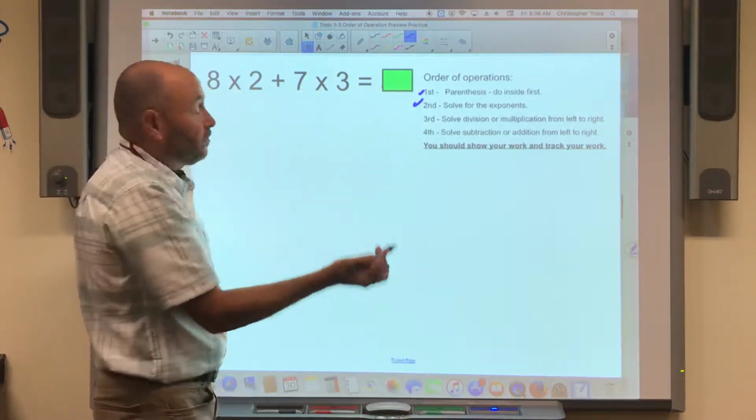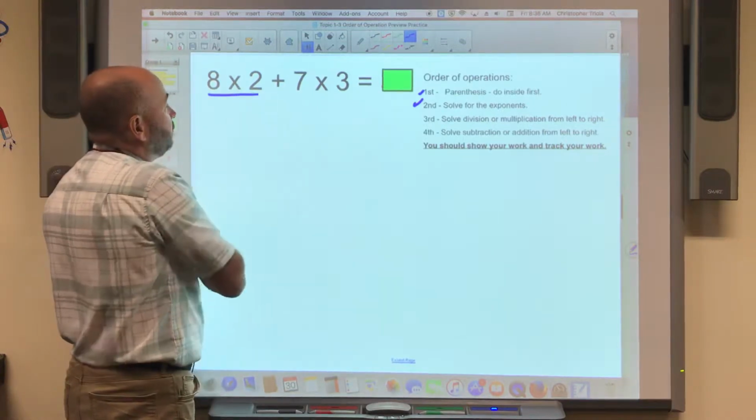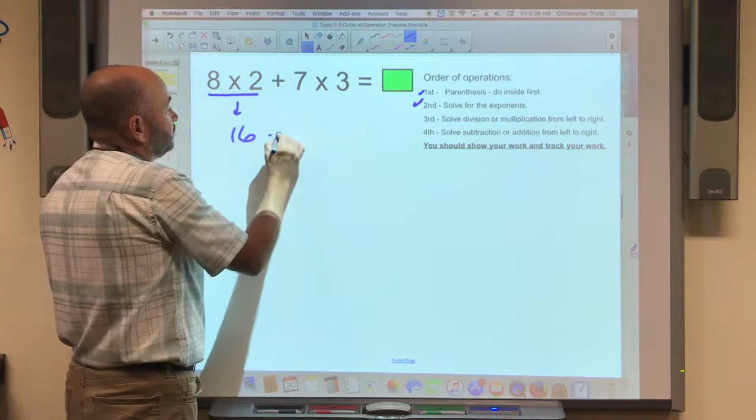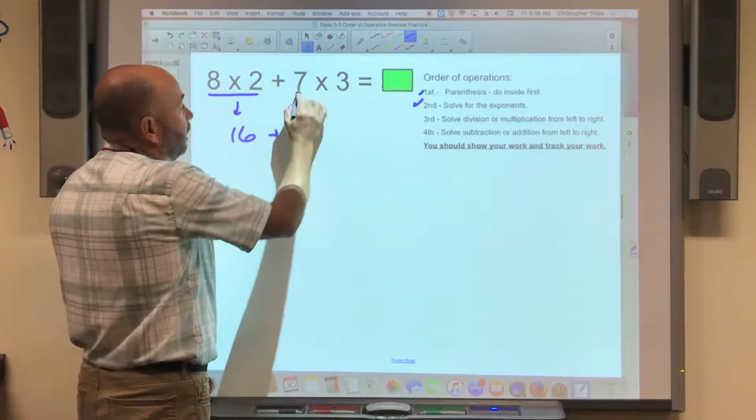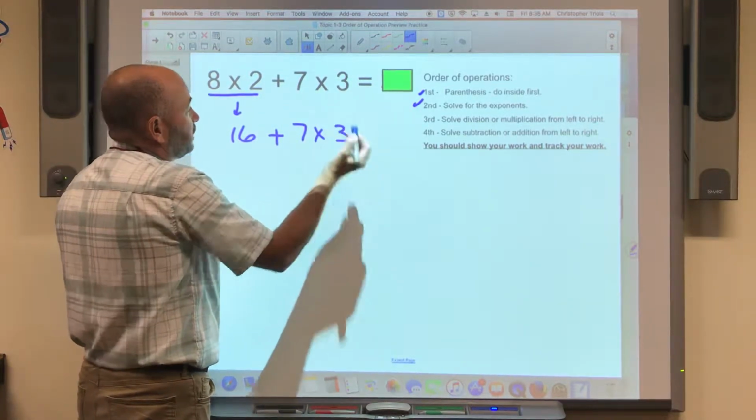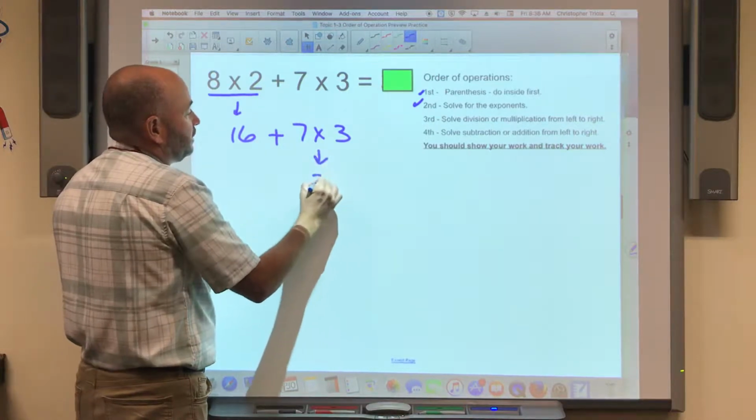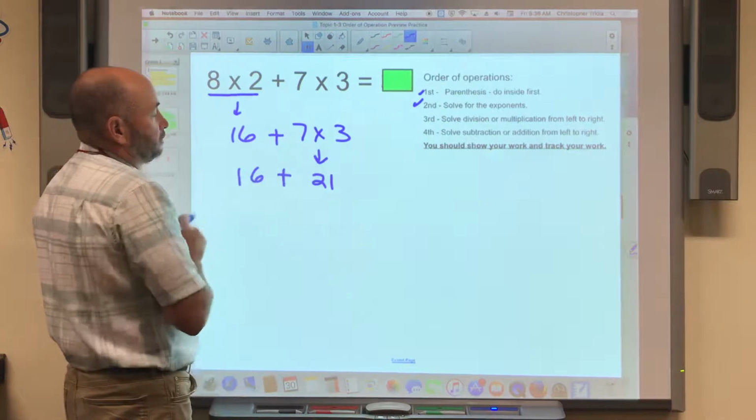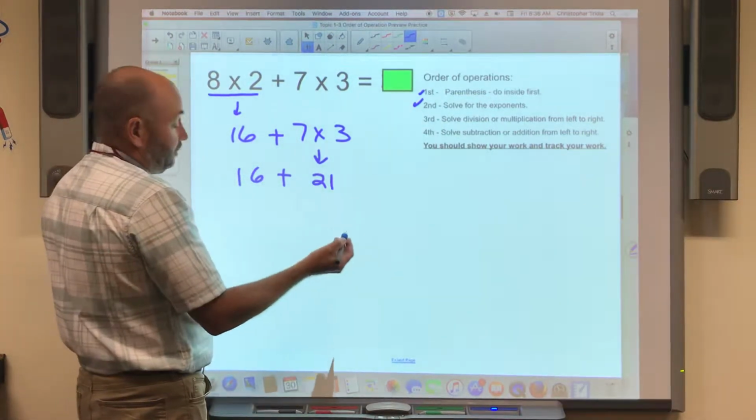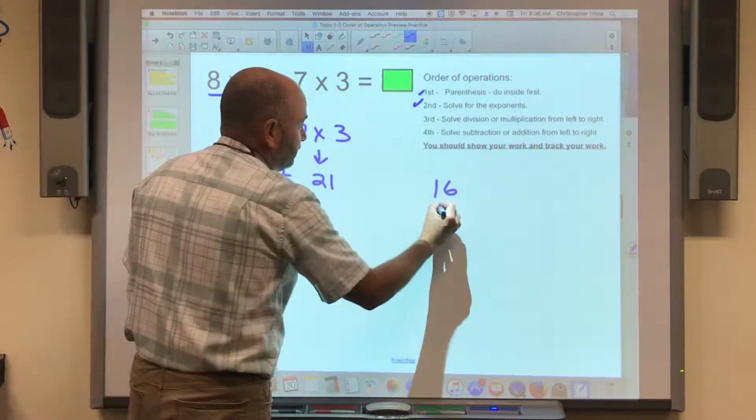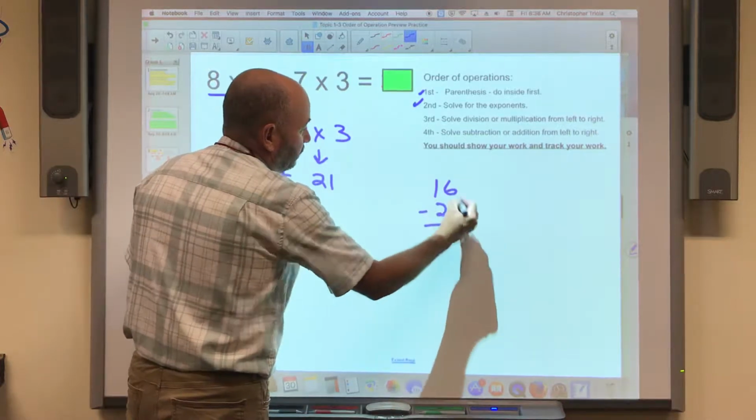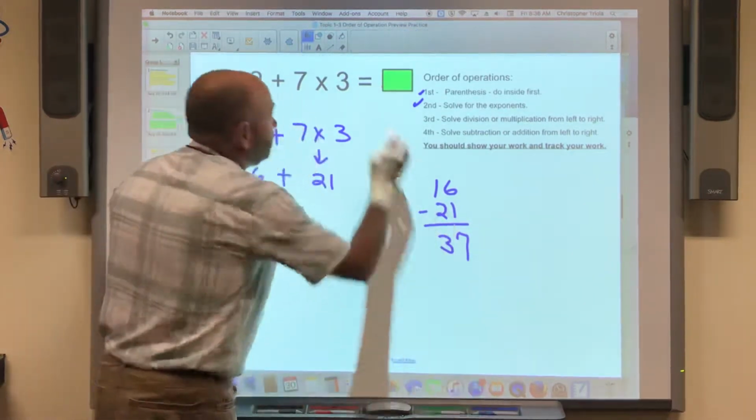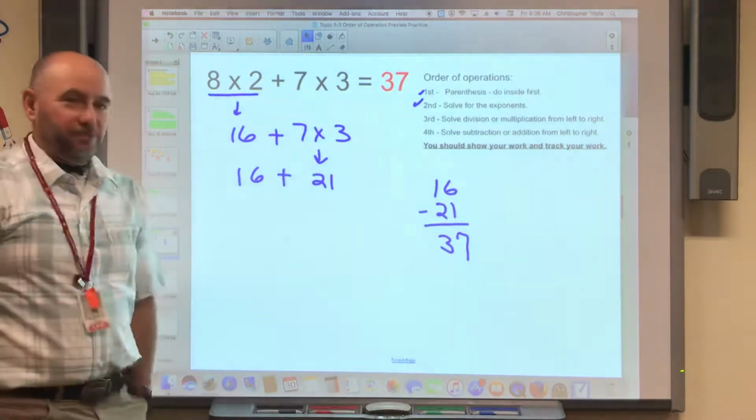Solve for division or multiplication from left to right. Well, we got a couple things going on here. We first see that we encounter 8 times 2, which is 16. So now we have 16 plus 7 times 3. Well, 7 times 3 is 21. So now we have 16 plus 21. And when we add those up together, we get 37. So we should have the answer of 37.